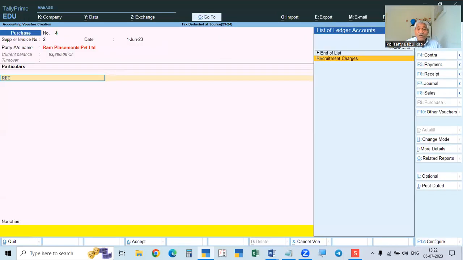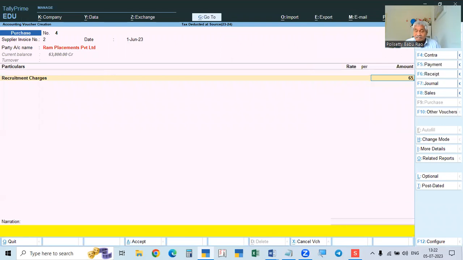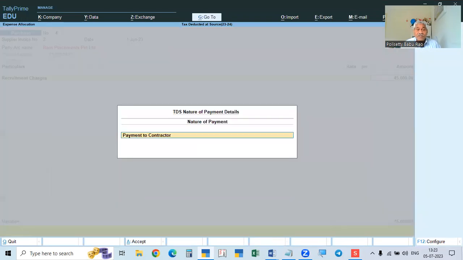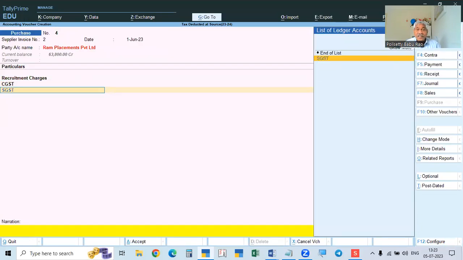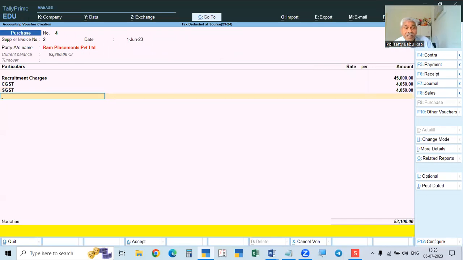So same recruitment charges, for example, 45,000. Name of payment to contractor, this one, CGST, GST. Now TDS. See here, PAN card is not given. In such a case, it will take 20%. So 45,000, 10% means 4,500, 20% means 9,000 rupees. See, TDS payable, 9,000 rupees deducted because there is no PAN card. So 20% will be deducted if there is no PAN card.